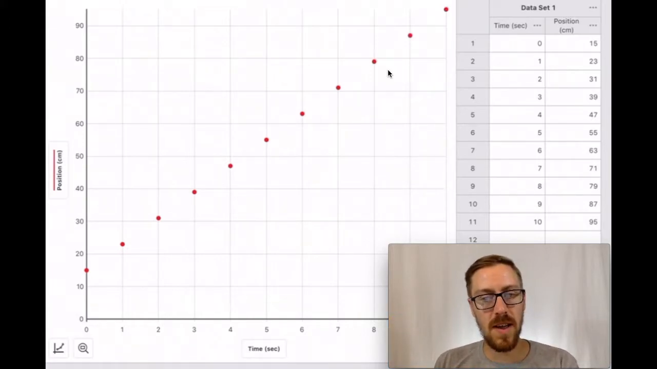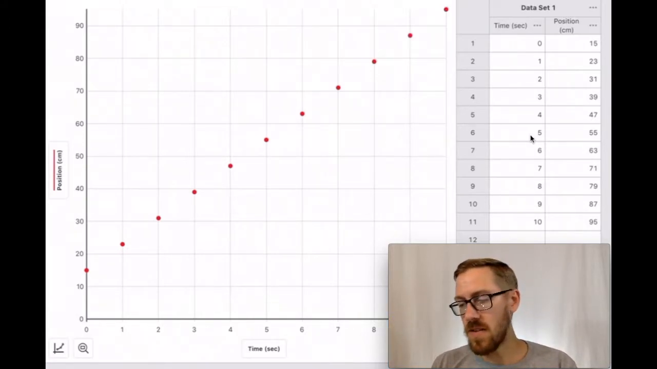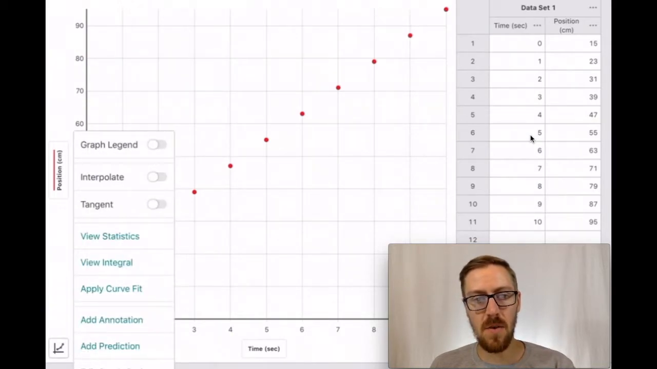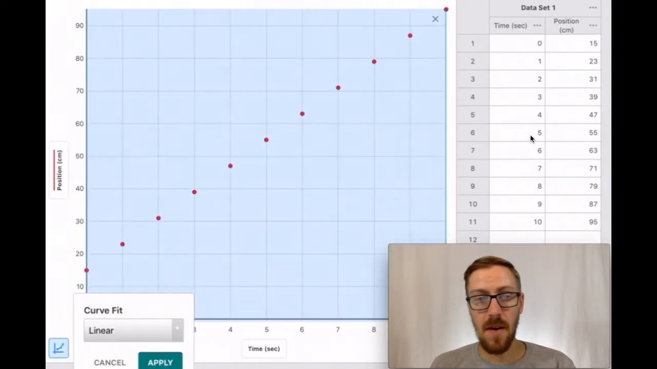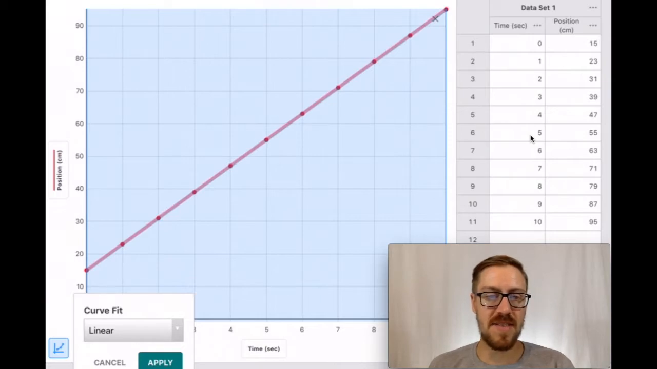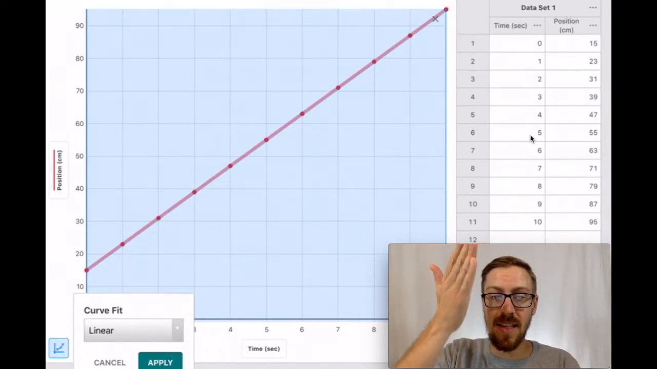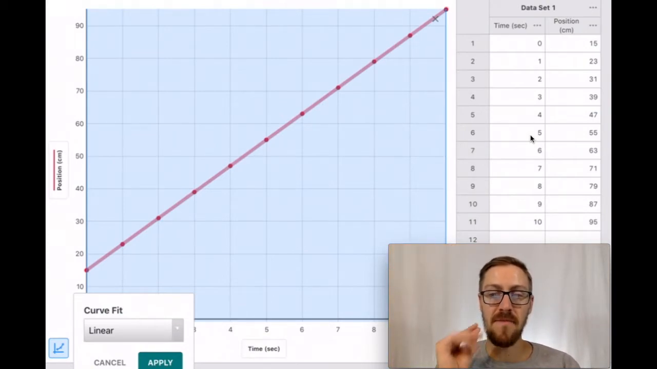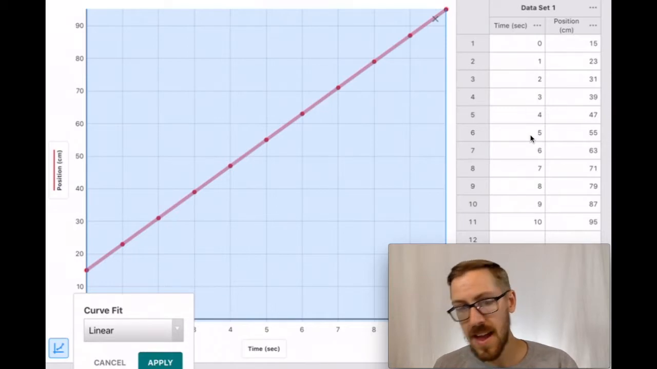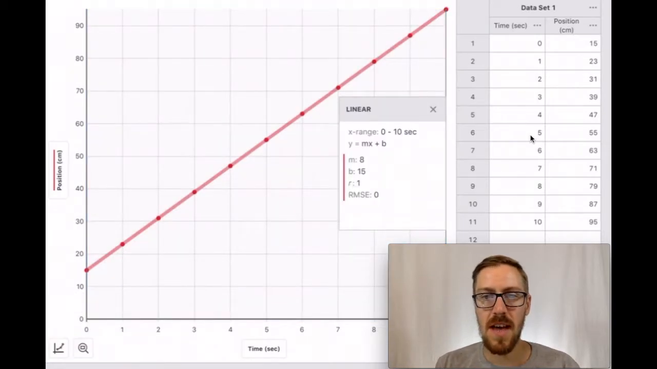And now what we're going to do here is what we did before, is we're going to click on that bottom left hand corner. We're going to tell it to apply a curve fit. Now there's a lot of different things you could do here, but the button we care about right now is the linear curve fit because this looks like a line, not a curve. If we saw that it was curving up, we'd want to use a different curve fit, but this looks like a very straight line. If I hit apply, it's going to give us a bunch of information about this line.